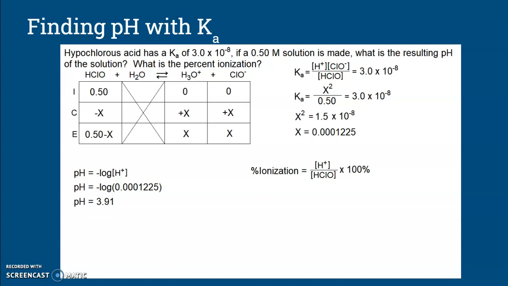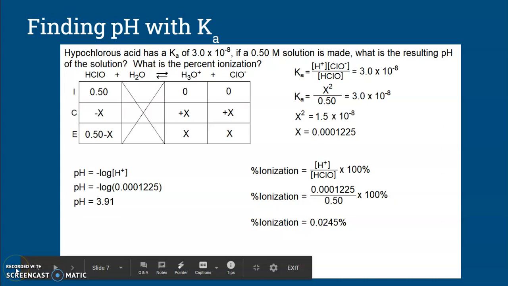And again, if it's 0.0001225 H plus ions versus that 0.5 HClO acid that went in, we see that it is, again, a very low percentage, 0.0245%. So since that is such a small percentage, we can go ahead and say our assumption is okay, that we can assume that the amount of acid that was actually dissociated relative to how much there was, again, was so little that 0.0245% isn't going to really change our resulting answer that much.